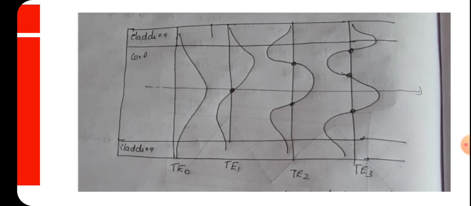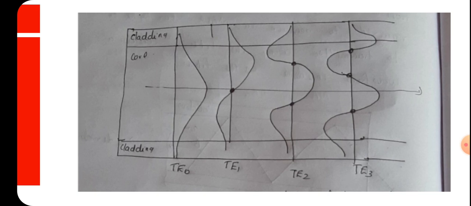Usually when the number of field maxima increases, the order of the mode also increases. Generally modes with more than a few field maxima are referred to as higher order modes. Sometimes there may be 5 to 10 field maxima, and these come to the category of higher order modes.